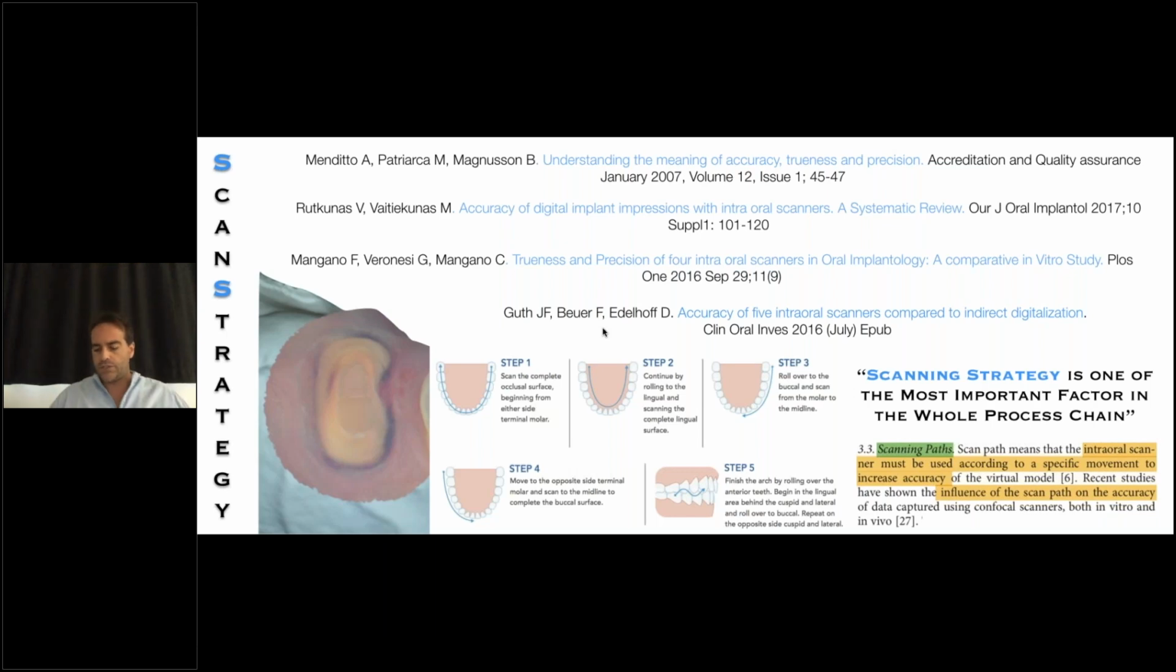And when it comes to intraoral scanners, which is the very first step and the very first piece of the puzzle, we need to understand that the scanning strategy is one of the most important factors of the whole process chain. And so we need to carefully know the technology behind the system that we are utilizing in order to maximize the scanning strategy, which will help us to maximize the accuracy.